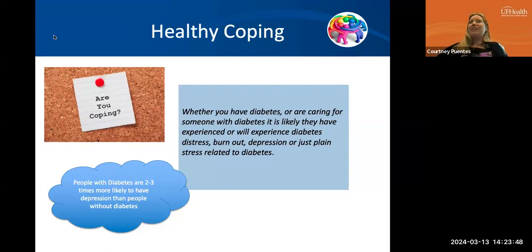Whether you have diabetes or you know somebody with diabetes, likely 1 out of 10 individuals have diabetes, so you probably know somebody with diabetes. Just keep in mind that they have experienced some type of stress, or diabetes burnout or depression, or just plain stress related to other things. Diabetes can be stressful. It can be frustrating, definitely. People with diabetes are 2 to 3 times more likely to have depression than people without diabetes. So there's definitely a correlation between diabetes and depression. Stress management is really important with diabetes.